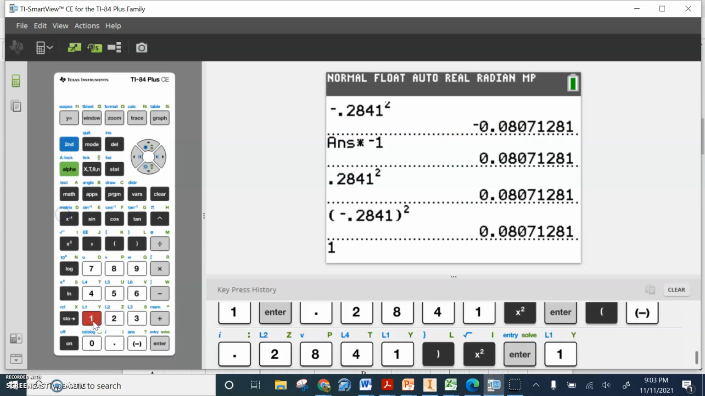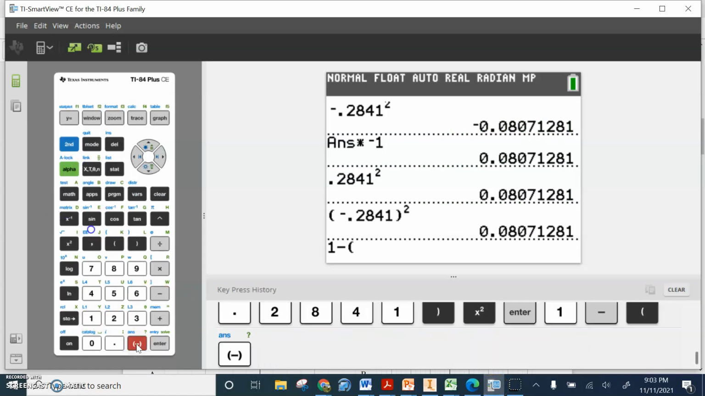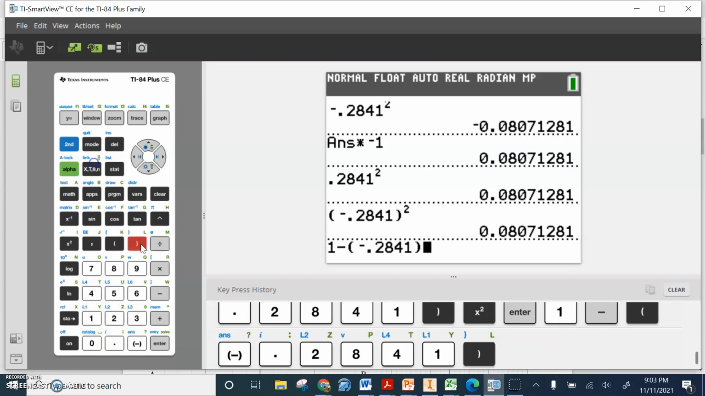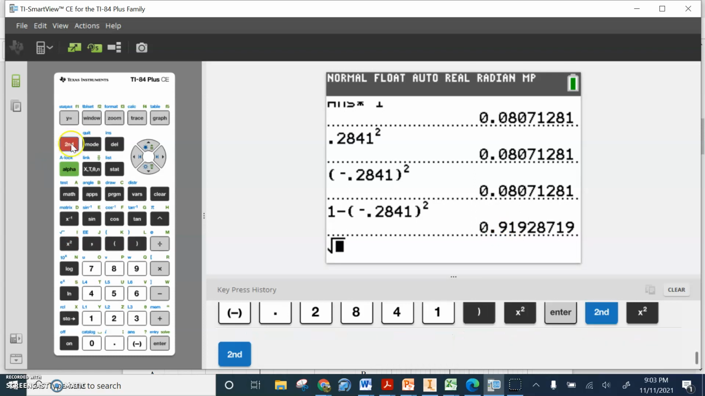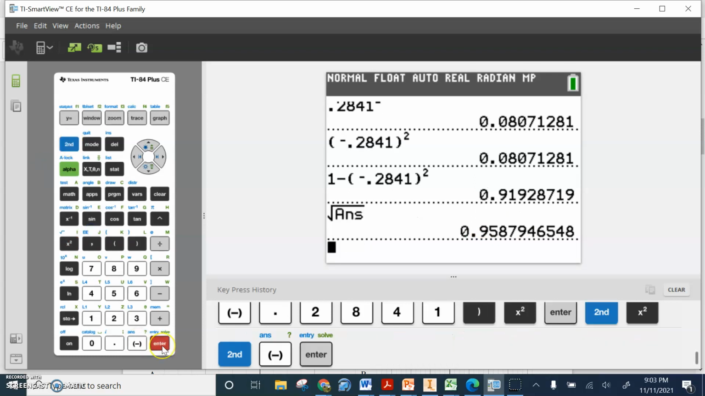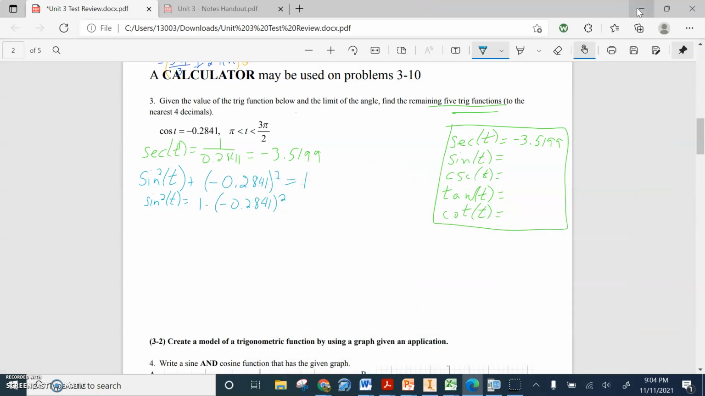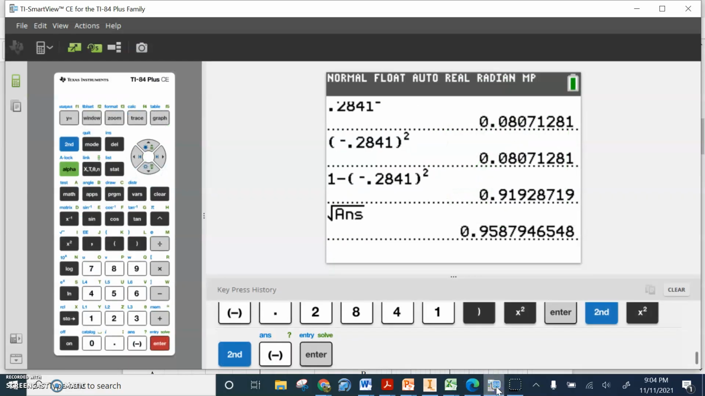So I need 1 minus 0.2841 squared. And if you think about 1 minus the 0.0807, that's that number. So that's sine squared. So now I need to take the square root of this number, 0.9588, because sine squared was equal to 0.9193.